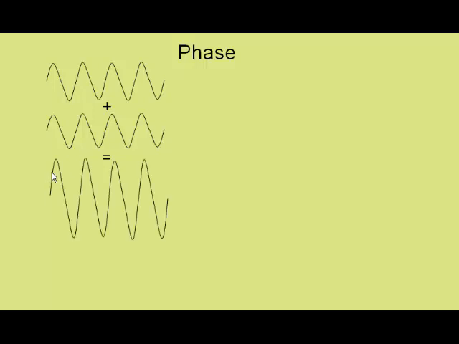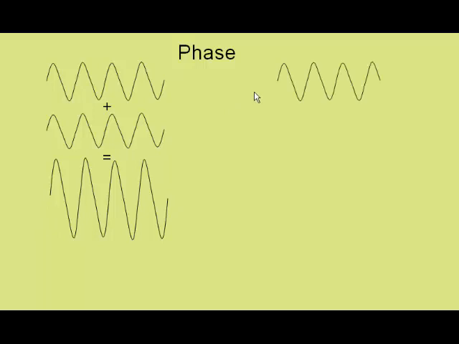Now to look at the phase of a wave. Here we have a wave and another wave, and the two are lined up, so peak meets peak, trough meets trough. They would add to give a wave of twice the amplitude.